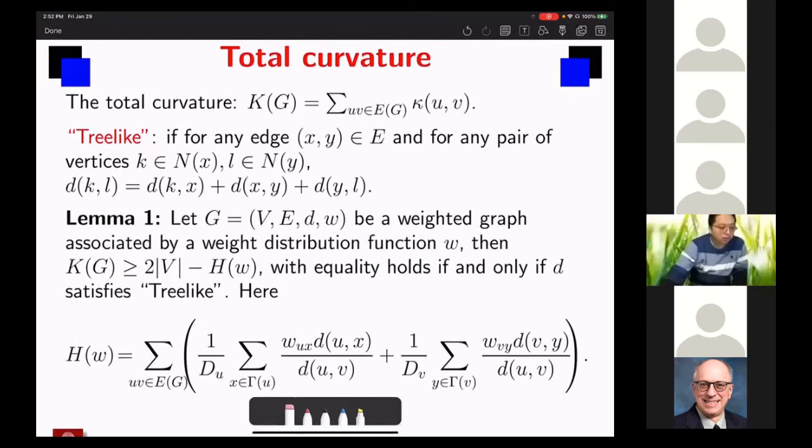Let me explain what tree-like means. I have vertices X and Y, X has a neighborhood, let's call it K, and Y has neighborhood L. Now, the distance is the distance of the path. This condition really says the girth is at least six. Actually you can show the girth of this graph should be at least six if it's tree-like, so locally it's like a tree. But the girth itself is not guaranteed. This condition is slightly stronger, but for a simple graph it is equivalent to the girth being at least six.